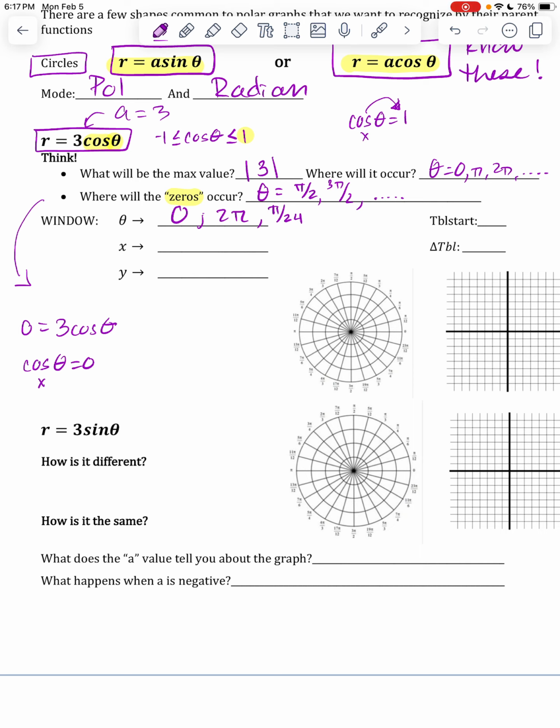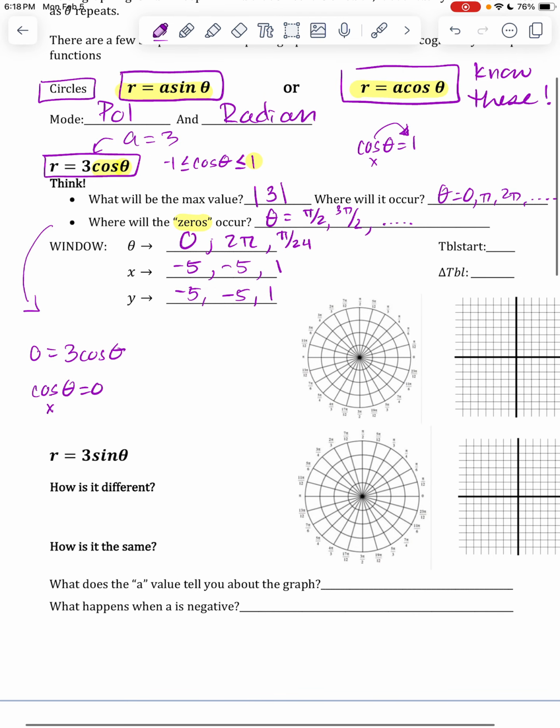So I don't really know where this is going to go, how far, but I would say if I go like from 5 to -5 on my window, counting by ones, and then try that with the y's as well. So make sure you're in polar mode, make sure you're in radian mode, and then go to y equals, which should actually say r equals. Make sure none of your plots across the top are dark.